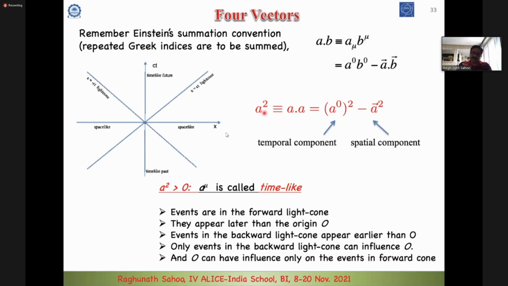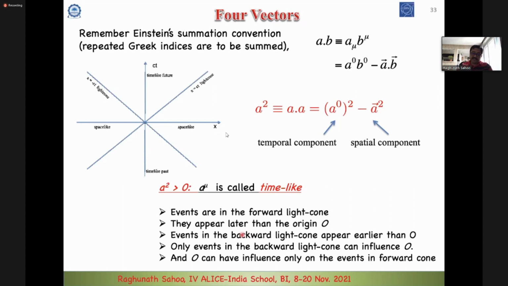So what is the meaning of a time-like four vector? The events in the forward light cone. You see, this is a light cone diagram. The light cone diagram is a little different to understand because the y-axis is time and the x-axis is space. So all three components of space are encoded here. And events in the forward light cone appear later than the origin, respecting causality.